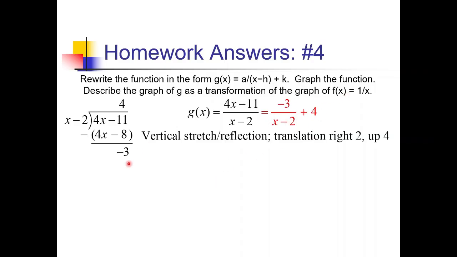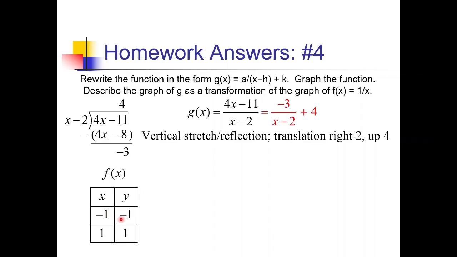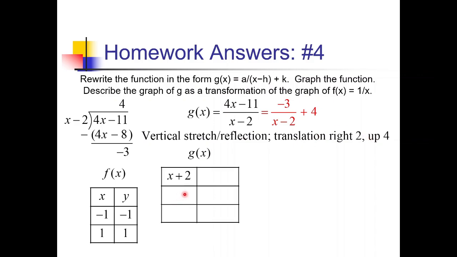Our original f of x table is going to be -1, -1, and 1, 1. For the g of x table, since I'm going right 2, I'm going to write x plus 2 for that. And since I've got this -3 and this plus 4, that's going to be -3y plus 4. So let's do the x's first.